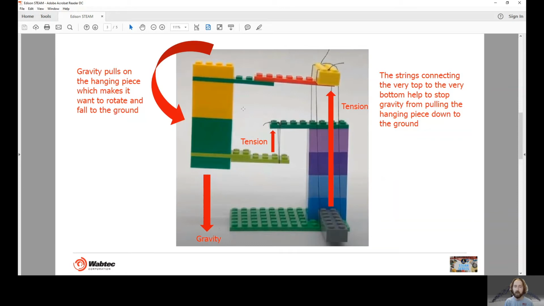Now what this is going to do is it's going to look a little weird at first, because you're going to see these Legos that look like they're just being held up by strings and they're holding themselves up. But it's actually going to be pretty cool, because when you finally get it balanced and you get to that point of equilibrium, and if you remember, equilibrium is when all the forces are equal, this thing is going to stand up all by itself.